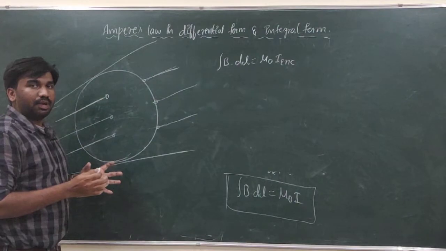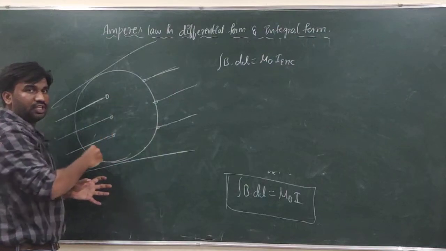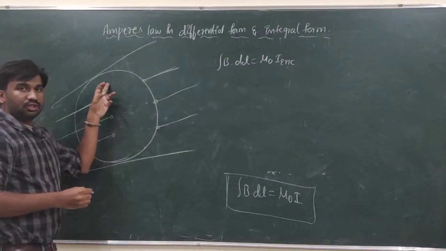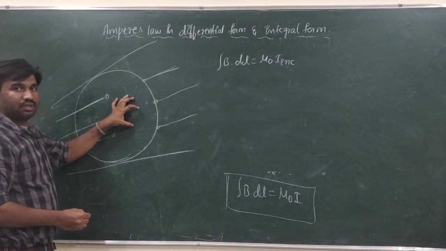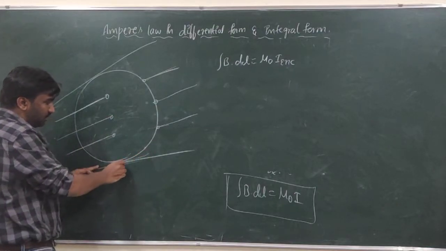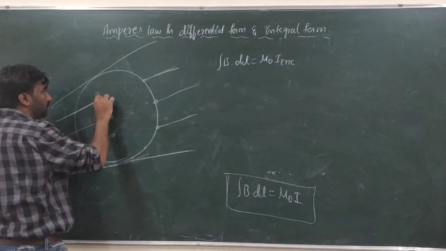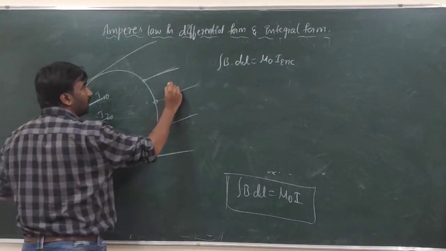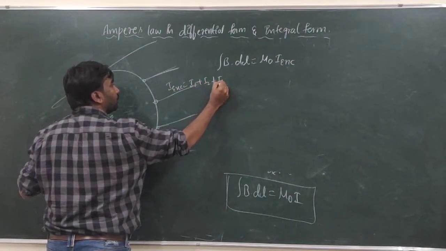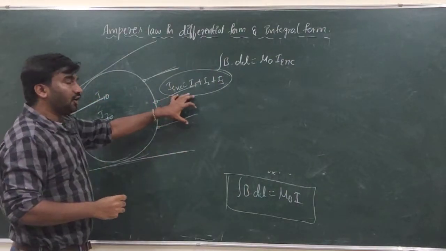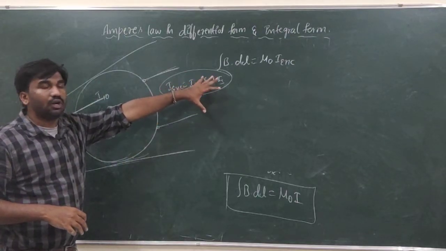This I enclosed is nothing but the total current enclosed in the closed loop. This is our integral B dot dl. This integral B dot dl is equal to mu naught into I enclosed, the current enclosed in the surface. But the current coming out of the surface we are not taking, so we are neglecting this one. I enclosed means, if suppose this is I1, this is I2 and this is I3, then I enclosed is equal to I1 plus I2 plus I3. So this is our I enclosed. That means the total current enclosed in this closed surface is equal to integral B dot dl.